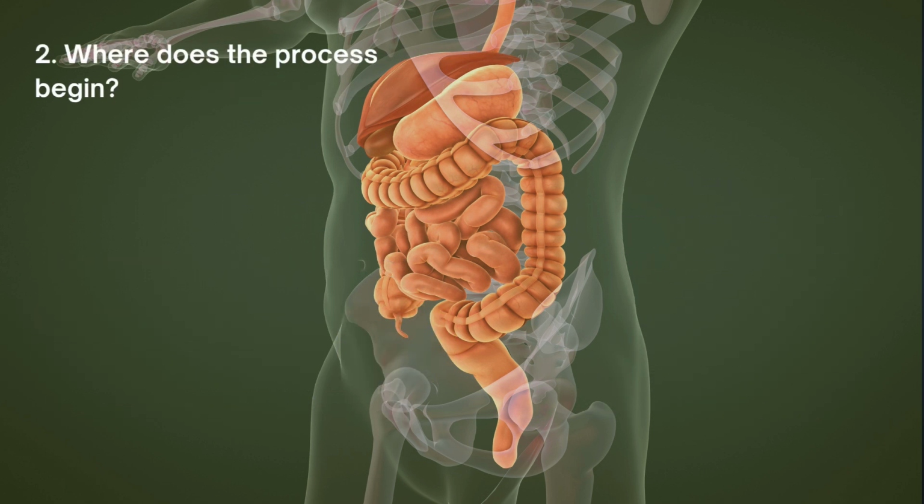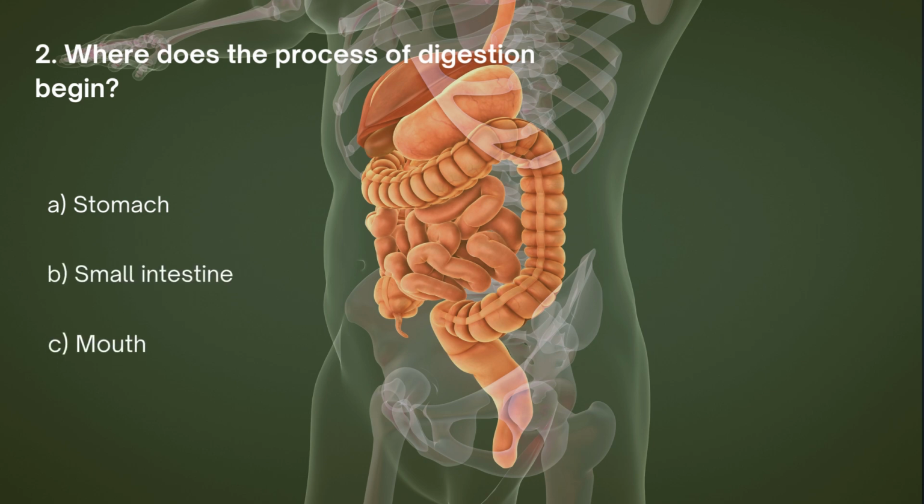2. Where does the process of digestion begin? A. Stomach. B. Small intestine. C. Mouth. D. Esophagus.